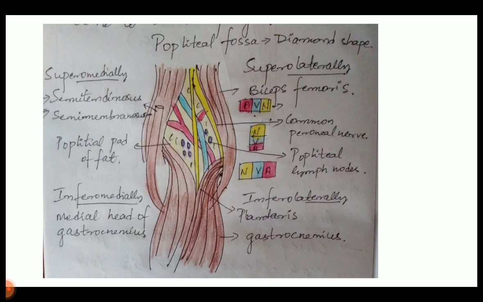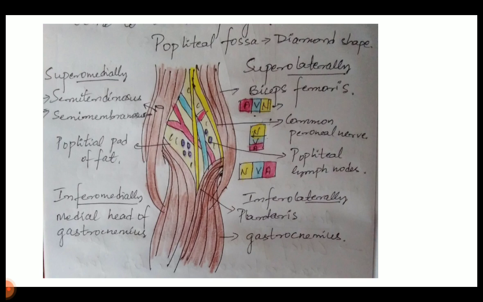Coming to the contents, we have the common peroneal nerve. From medial to lateral we have the artery, vein and nerve, and those are the contents. We have a popliteal pad of fat. We have the popliteal artery, popliteal vein, and the popliteal lymph nodes.